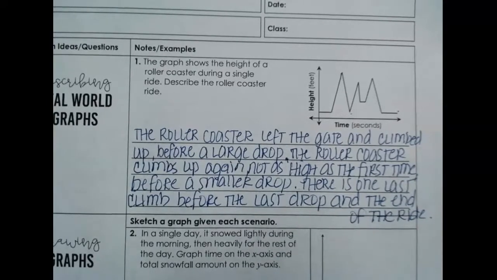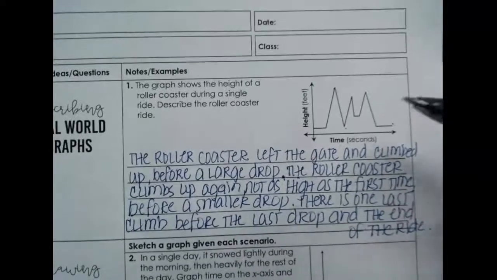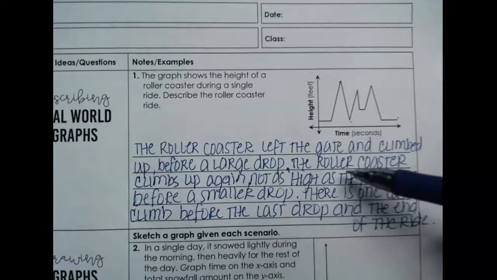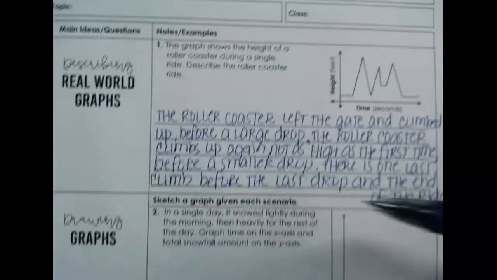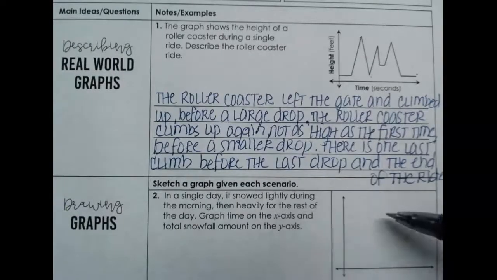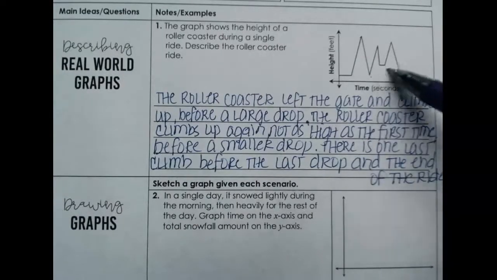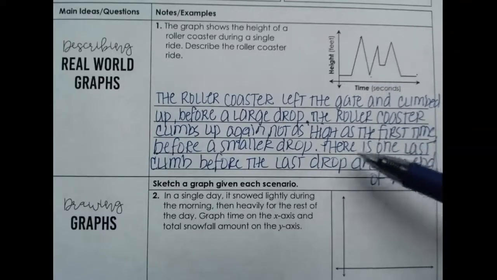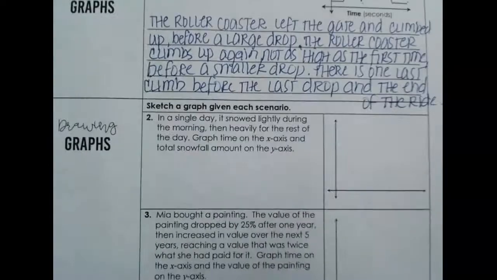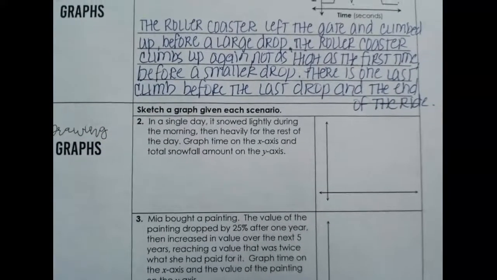Okay. So our goal here was to describe what was happening in words. What we're going to actually do is you're going to be given some words and we're going to graph them. So if you can work it this way, where you look at the graph and describe it, you can read the description and do the graph. So let's take a look at number 2. It says, in a single day, it snowed lightly during the morning, then heavily for the rest of the day. Graph time on the x-axis and the total snowfall amounts on the y-axis.